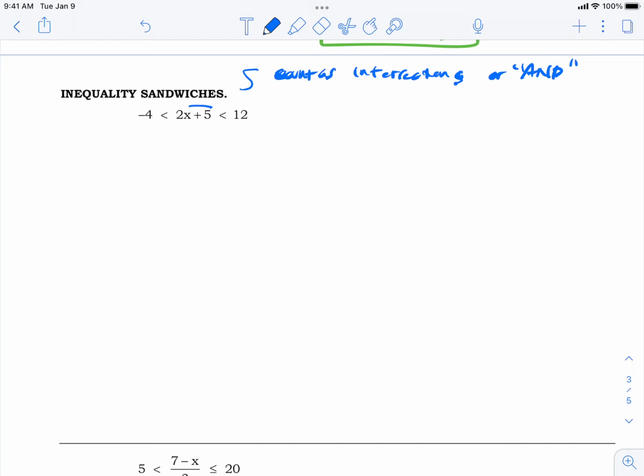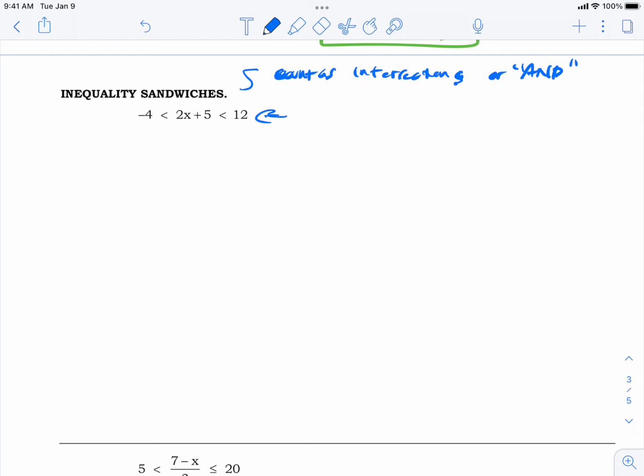But this is saying that 2x plus 5 is less than 12, and 2x plus 5, reading it this way, is greater than negative 4. So it's a compound statement. It's saying two things at once. It's saying 2x plus 5 is both greater than negative 4 and less than 12. But you've got to admit, this is a nice way to write it.